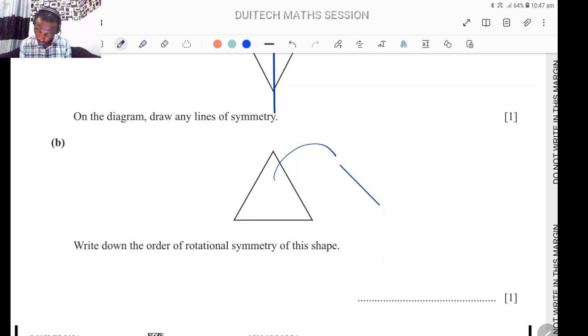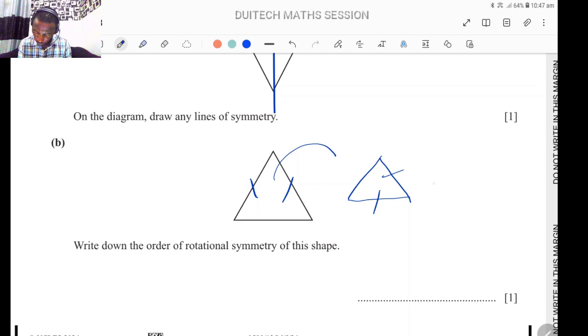Since it is isosceles, two sides are equal. If we rotate it like this, we'll have something like this, where this particular side will come here and this one will come here.